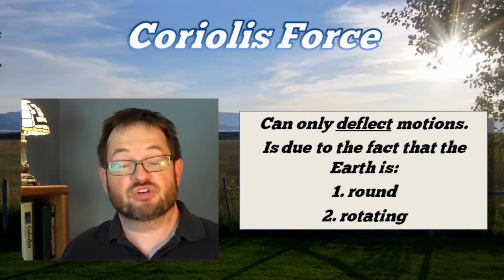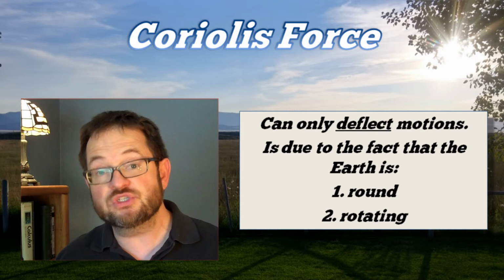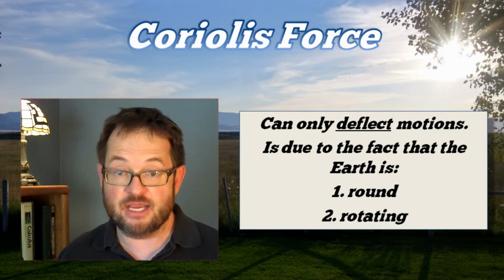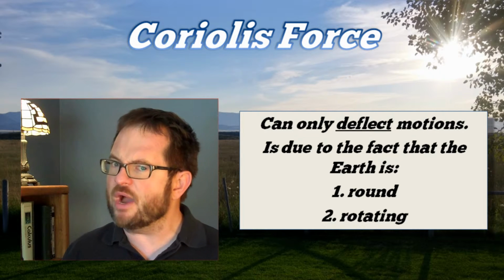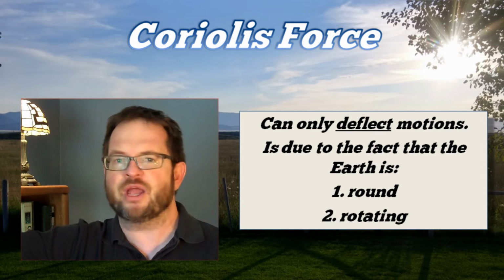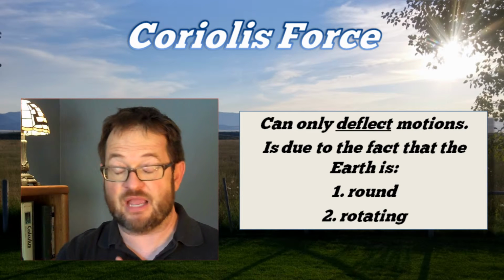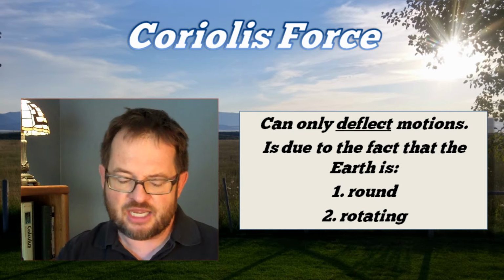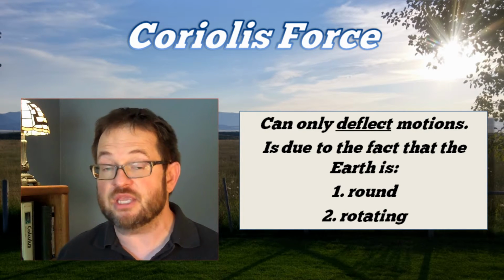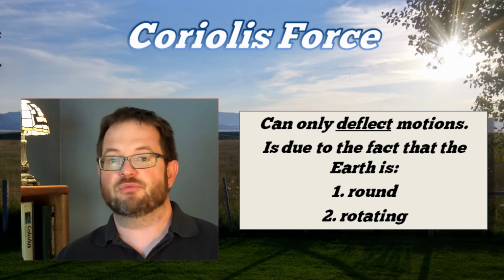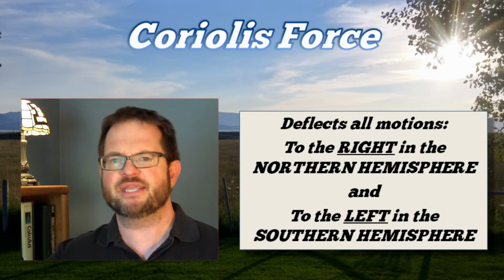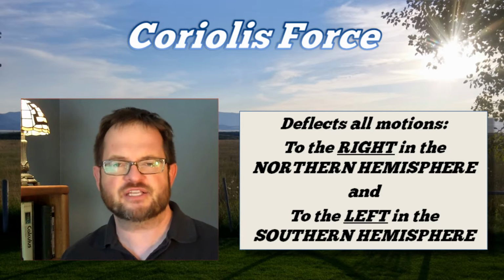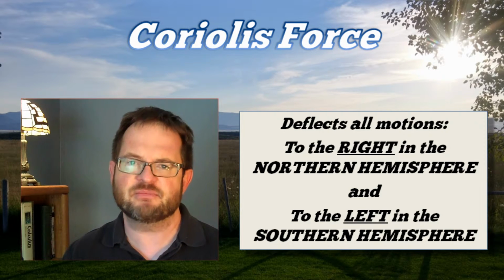We've talked in the lecture about the fact that the Coriolis Force is due to the fact that the Earth is round and rotating, and it's very difficult to get a handle as to why that would be. Even in upper division and graduate level atmospheric science courses, getting a handle on the Coriolis Force can be really tricky. The students don't have trouble remembering that Coriolis Force deflects all motions to the right in the northern hemisphere, and to the left in the southern hemisphere, and so on.